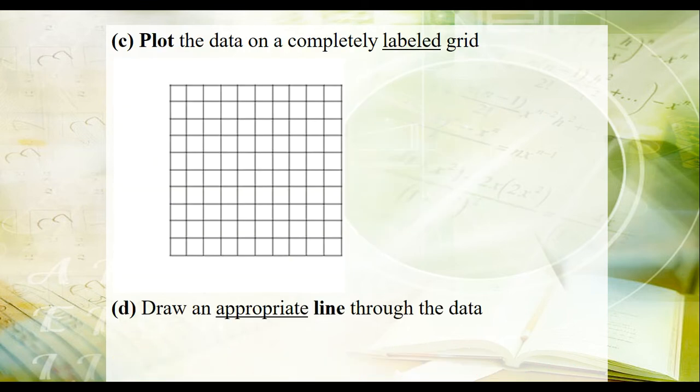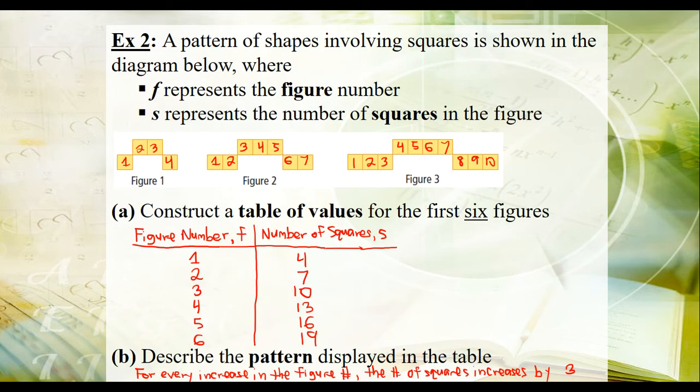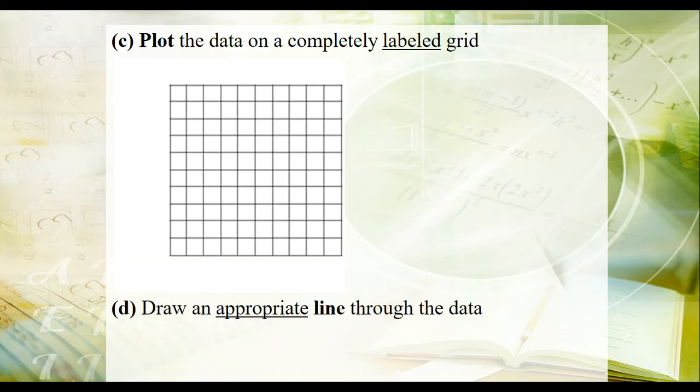Now we're going to plot the data on a completely labeled grid. So we can actually form ordered pairs here. If this is my X and this is my Y, my ordered pairs would be (1, 4), (2, 7), (3, 10), (4, 13), (5, 16), and then (6, 19). But first things first, we've got to label this and scale this graph.